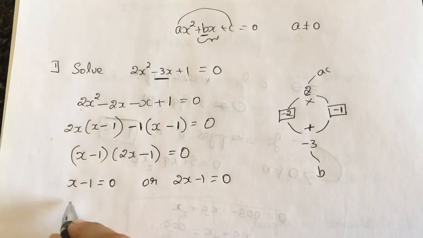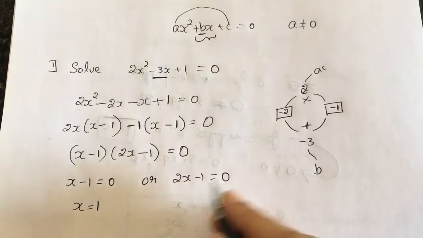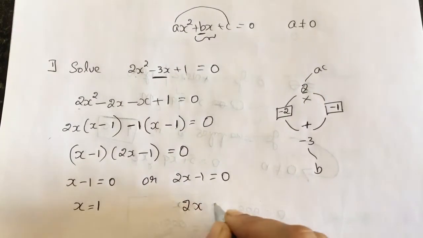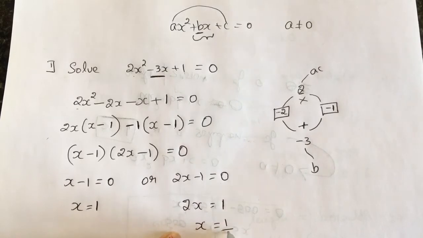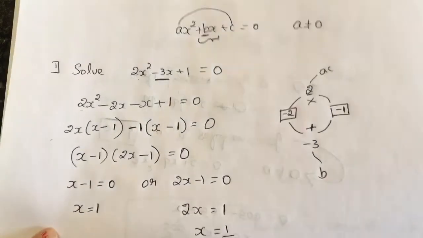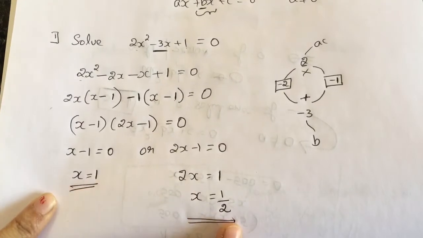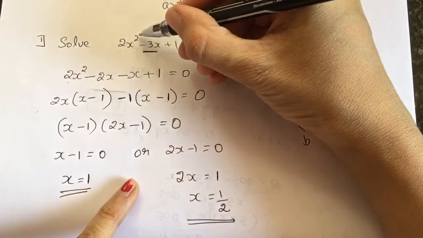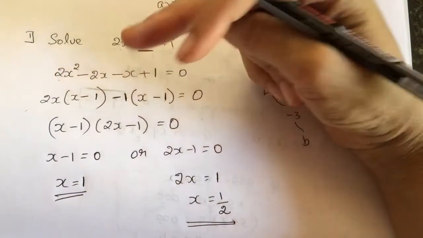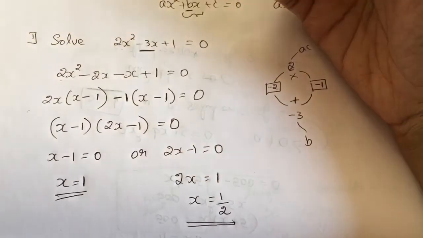When this is 0, x value is 1. When this is 0, it's 2x equal to 1 and x equal to 1 by 2. So it has got two roots. One is 1 and another one is 1 by 2. Since it's a quadratic equation, you are going to get two roots. One is 1, another one is 1 by 2.